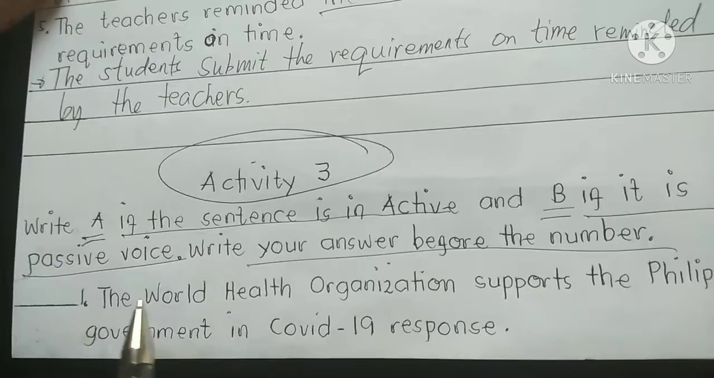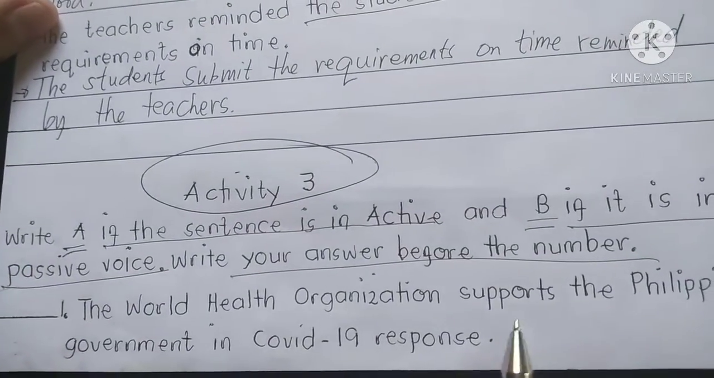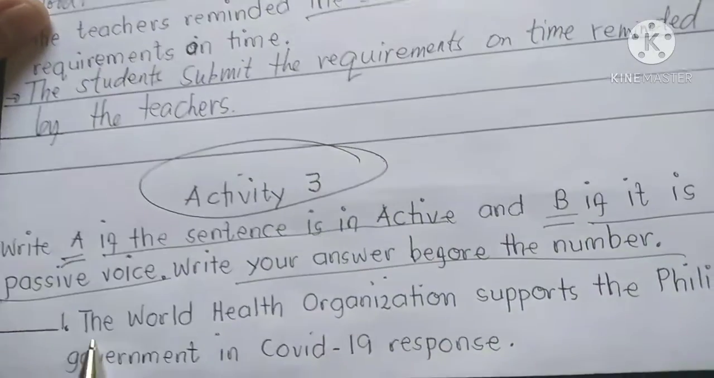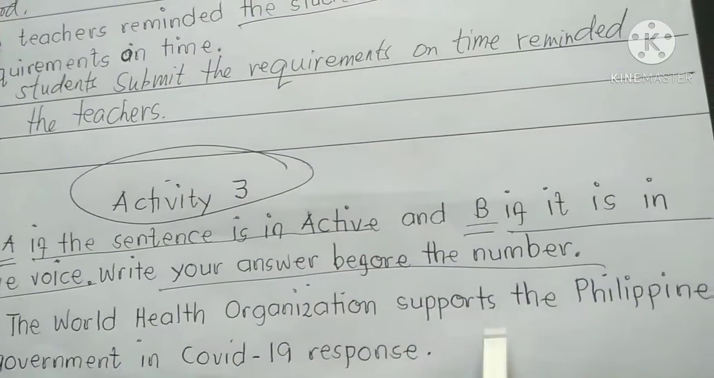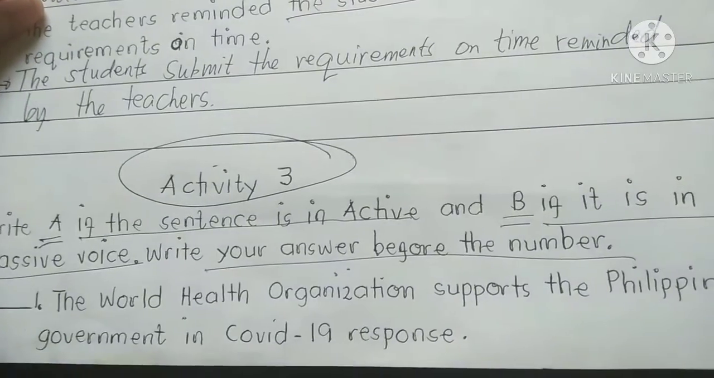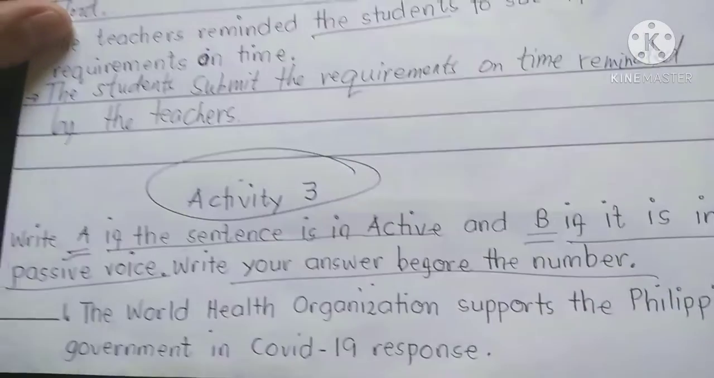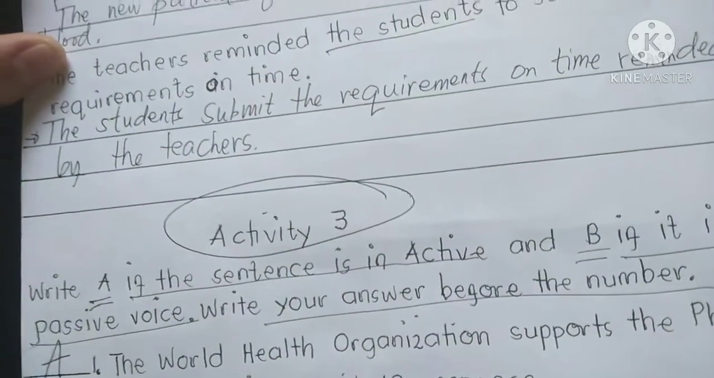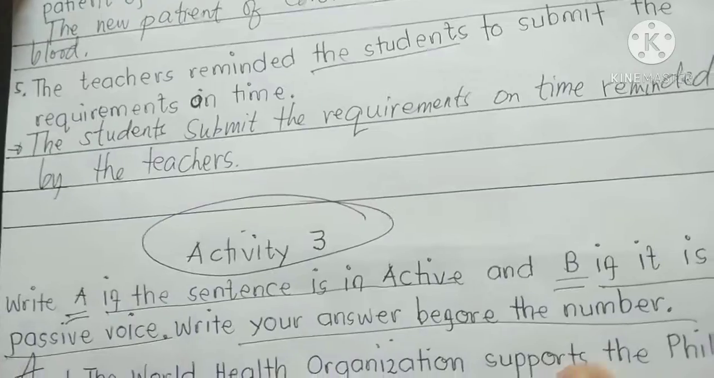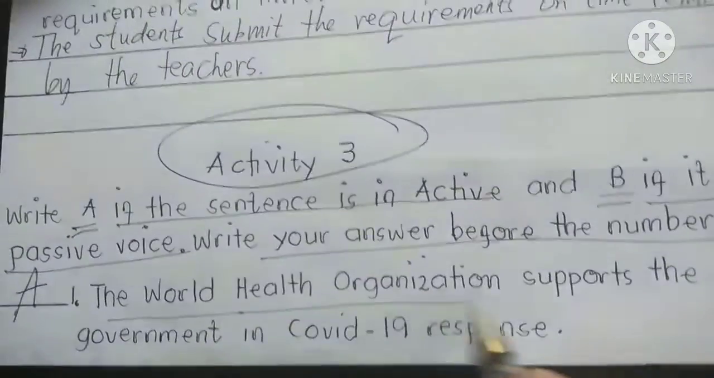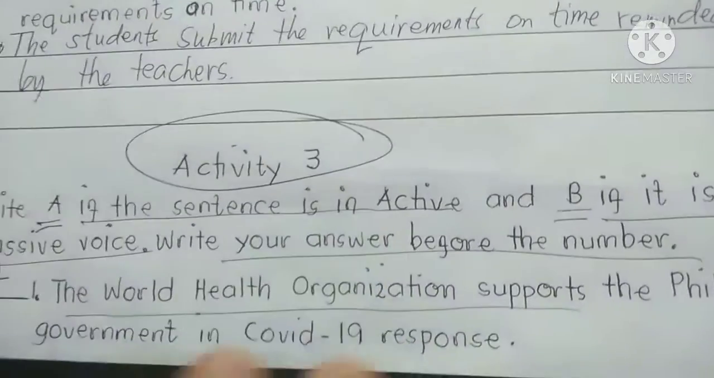Let's start with the World Health Organization supports the Philippine government in COVID-19 response. So our answer must be active or passive. That is why I write A, because it stands for active voice. Our subject is the WHO. Next, let's turn to the next page, my dear viewers.